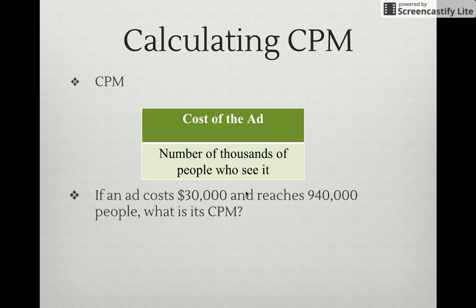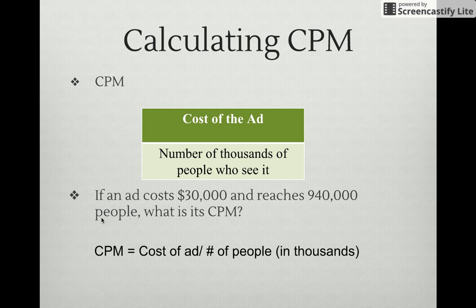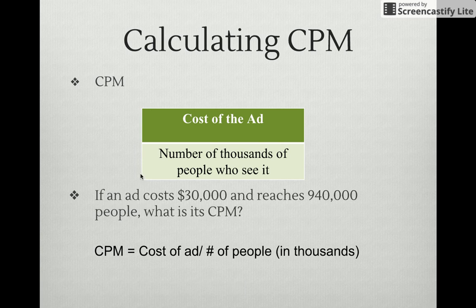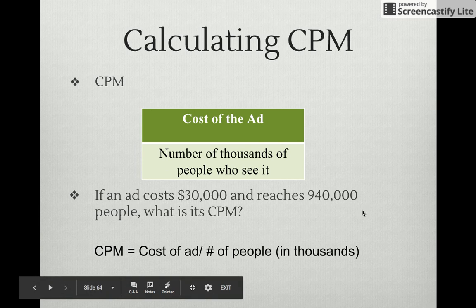So when it comes to calculating the CPM, you are looking at the cost of the ad, so it's the number of thousands of people who see it. The equation for CPM is the cost of the ad divided by the number of people in thousands. So if an ad costs $30,000 and reaches 940,000 people, what would the CPM be? So remember, the cost of the ad is $30,000 and you are dividing that by 940,000.